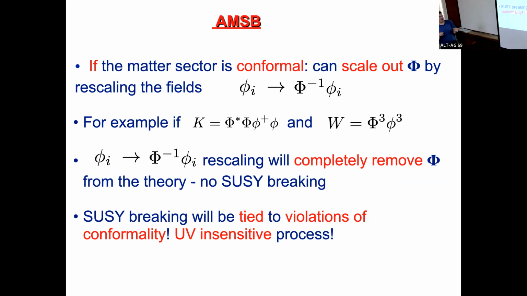And then I'm going to couple this spurion both in the electric theory and in the magnetic theory. Because I have this very definite prescription of how to couple the spurions, and they are tied to essentially all the violations of conformality, I'm going to be able to map the SUSY breaking both to the electric theory and to the magnetic theory.